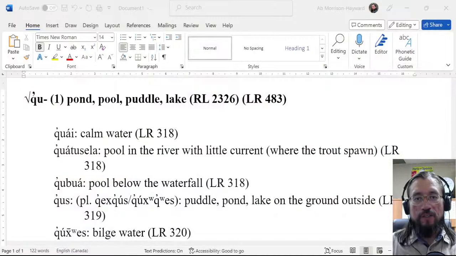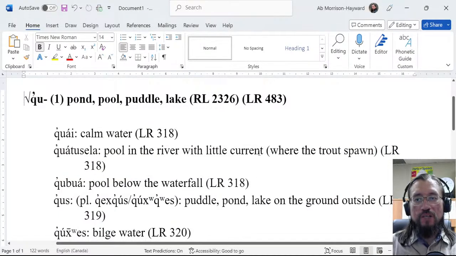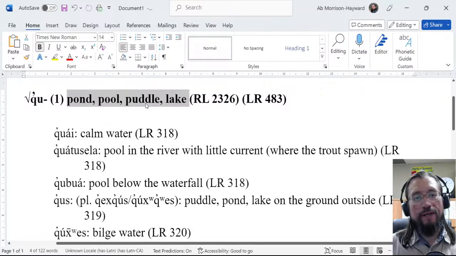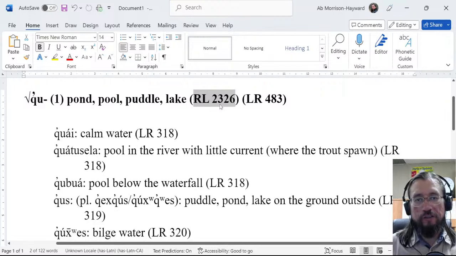I have a Word document here that I wanted to share. So this is another root word analysis. So this word is go. And this is the first root word that starts with these letters, go. And the meaning of this root word is pond, pool, puddle, or lake. And this is in the common root list of Wakashan dialects that was published by Lincoln and Rath in 1980. So it's entry number 2326 in that book.